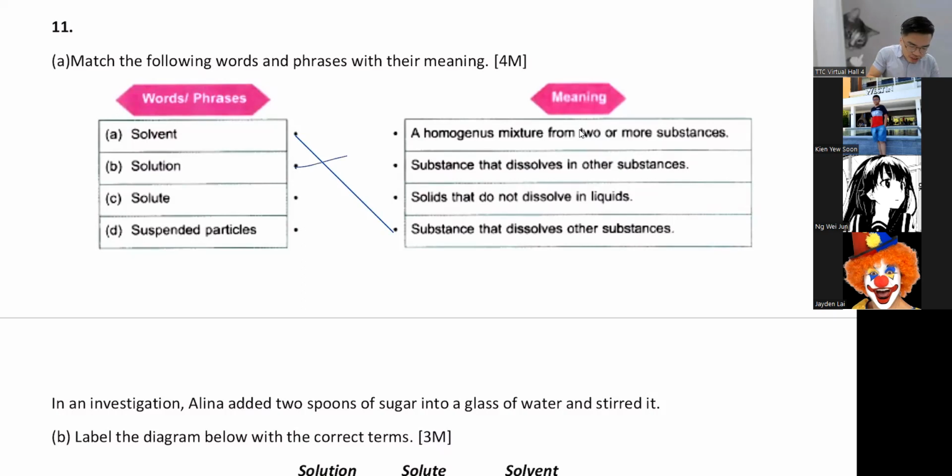Solution is the homogeneous mixture of two or more substances. What is homogeneous? Homogeneous means they have the same color. Salt water is clear, right? You don't get sediment at the bottom. It's not like Milo. Your Milo has sediment, 沉淀, thick powder at the bottom if you don't stir it. That's why you have to stir Milo before you drink. But salt water, no need. Salt water will be the same throughout. That's the meaning of homogeneous. And then solute is the salt, something that dissolves in.